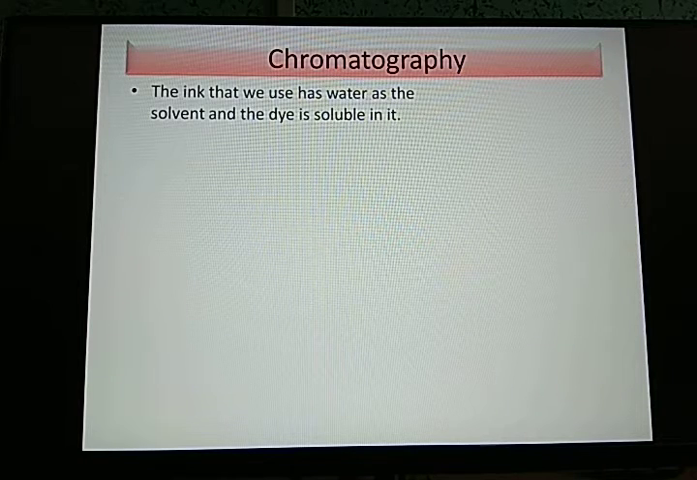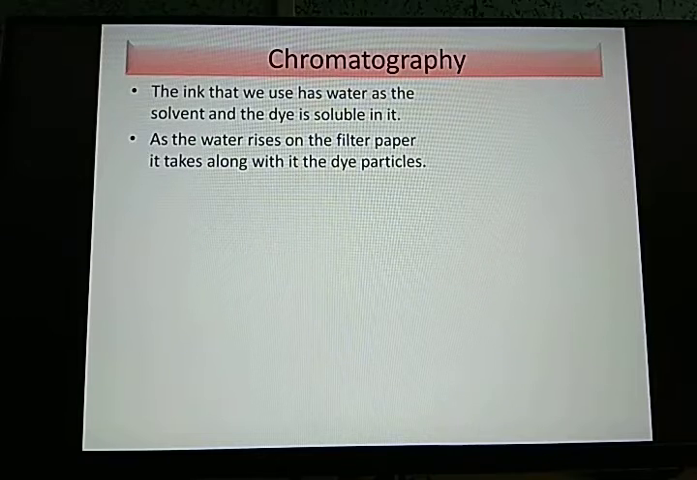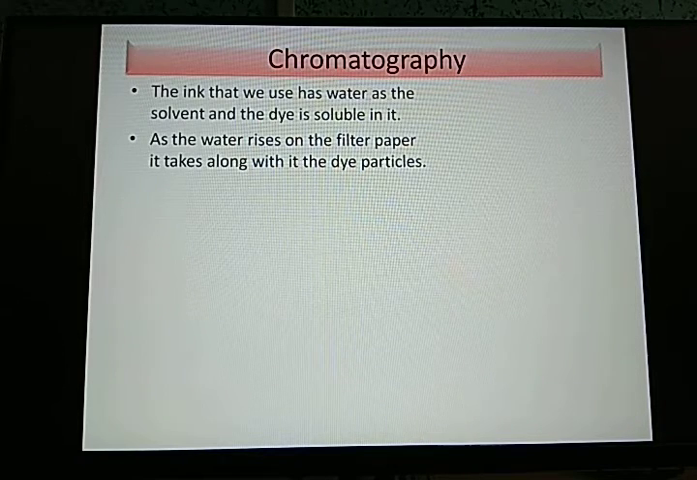So what we need to do is take a filter paper. On that filter paper we have to mark a line. After marking it, we have to put a drop of ink on that line. Then we will dip that filter paper in a glass of water up to that mark or level. Then we have to wait for some time, and then we will see the water level rising in the filter paper.